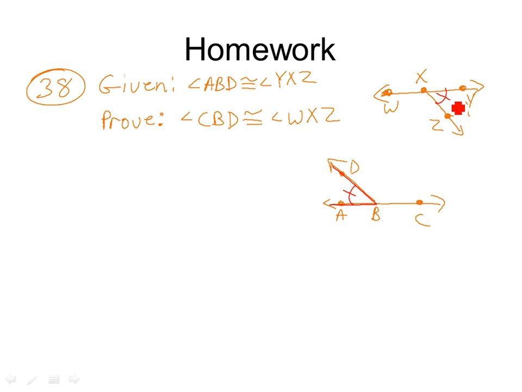Now you gotta actually use your brain a little bit. Tell me something else that we know in this picture, something that we can come up with on our own. DBC is congruent to WXZ. How do you know that already? We need something else before that. ABC and WXY are both lines, straight angles, that didn't really help us.